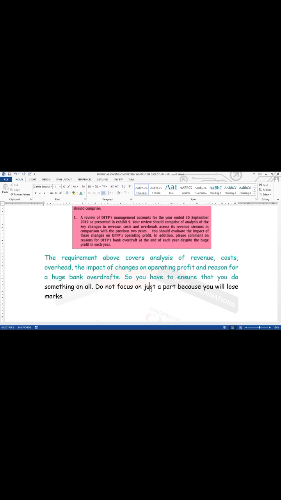So now if you only assess revenue and cost, you have lost marks that could be awarded to overhead. You have lost marks that could be awarded to impact of changes in operating profit and the huge bank overdraft. So you have to do everything. Don't just focus on the past because you will lose marks. So those things are actually very, very common issues that students actually face.